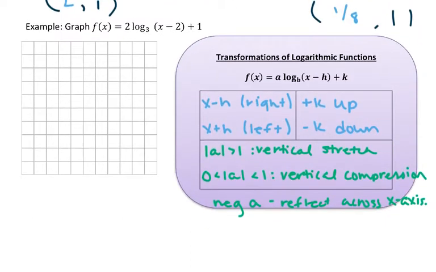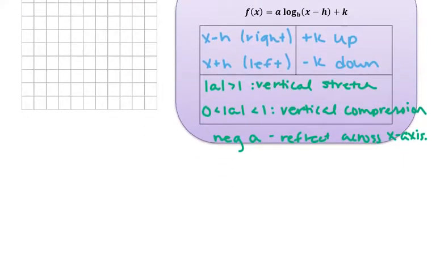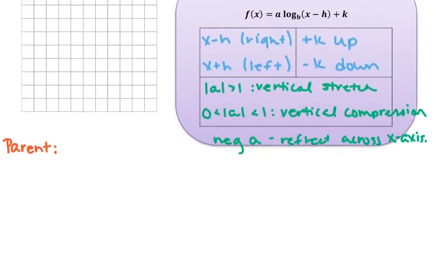All right, let's now move on. Let's talk about actually doing this example that is no longer just the parent function. On these ones, you are going to want to think of the parent function, which remember is just log base 3 of x. You're going to ignore the horizontal shift, you're going to ignore the vertical shift, and you're going to ignore that a value. Okay, so our parent function, which we're going to write over here, would be log base 3 of x.